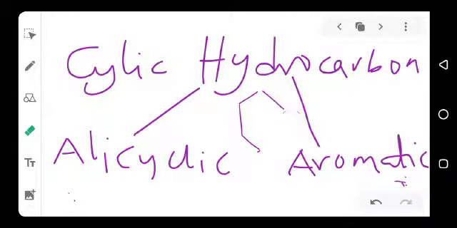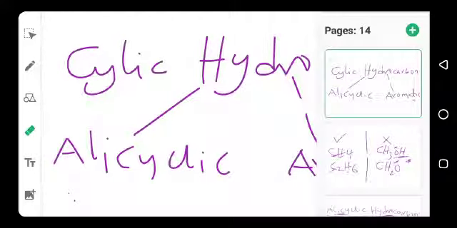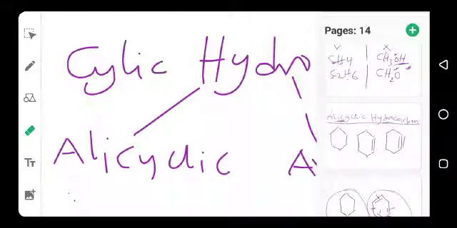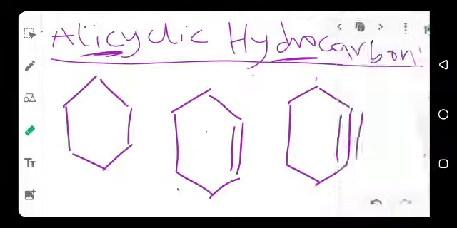Okay, if we draw a structure that resembles a benzene like this, but there's no alternating double bonds inside it, it is called alicyclic hydrocarbon. So this alicyclic hydrocarbon is what we're actually discussing. So we look in detail at what alicyclic hydrocarbon is.